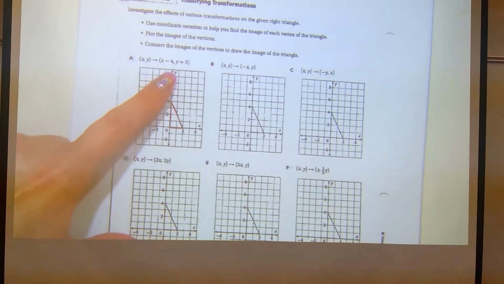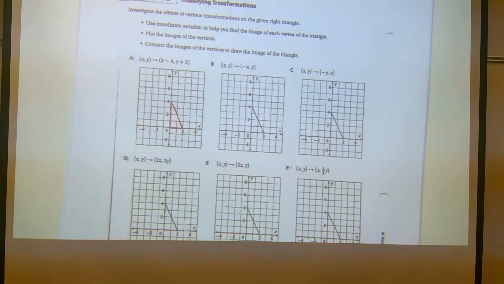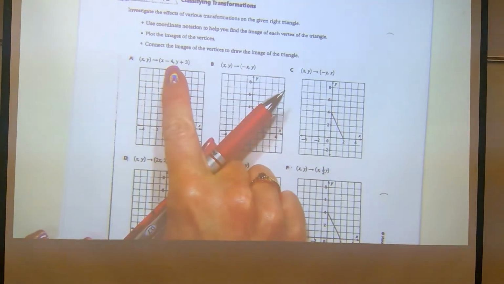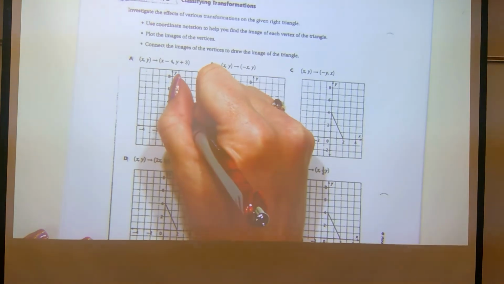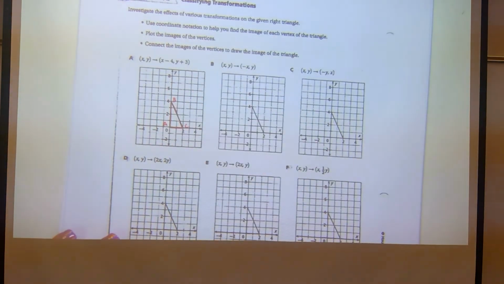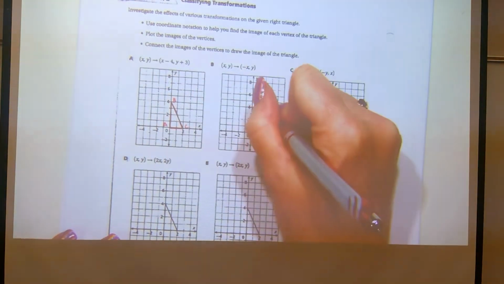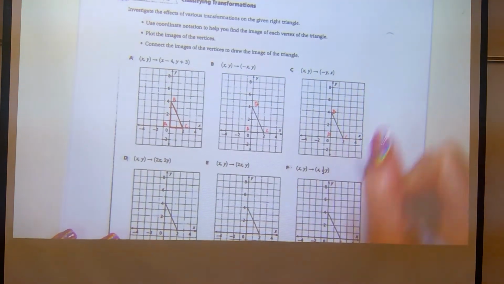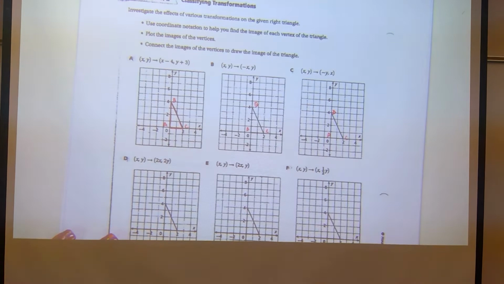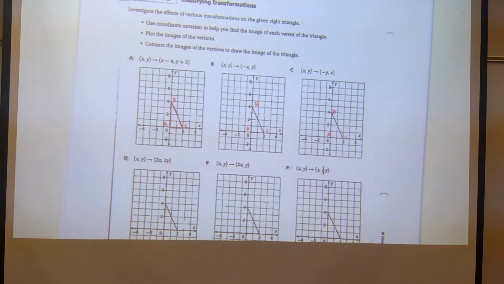For this first one, for A, my triangle is going to move to the left 4 and up 3. Now I want you guys to take a second and label your vertices of your original triangle. Now that's going to be true for all of these. I'm starting with A, B, C, where A is that right angle that's sitting on the origin, just to keep it consistent.